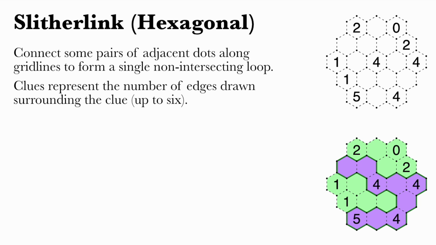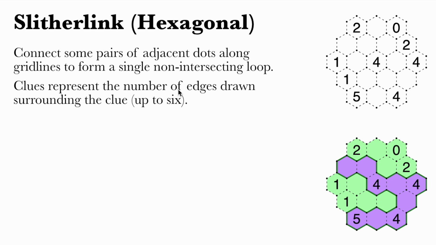In Slitherlink, we connect pairs of adjacent dots along the grid lines to form a single, non-intersecting loop. So these dotted lines, we're going to draw a path along them that forms a loop. There are never going to be any intersections that have more than two edges incident on them, because that would make for a fork or a loop.